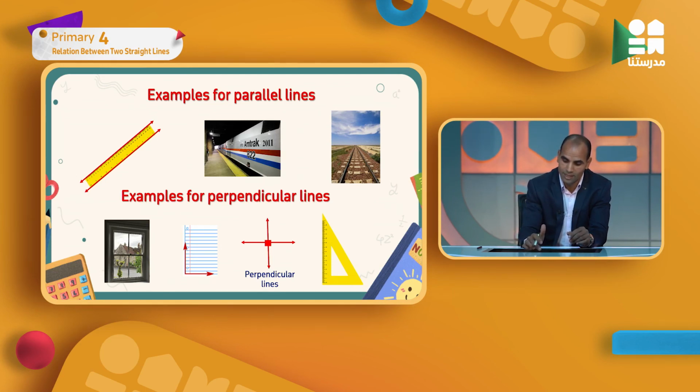And about the examples for perpendicular lines, of course, you have the set square. This is the set square, the yellow color one. Do you see the yellow one? Its name is set square, S-E-T square. This is the tool which we use to draw two perpendicular lines, and we will take in the second part of this lesson the geometric constructions, and one of the most important constructions, how to draw two perpendicular lines.